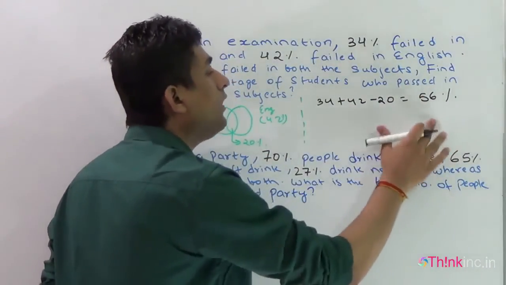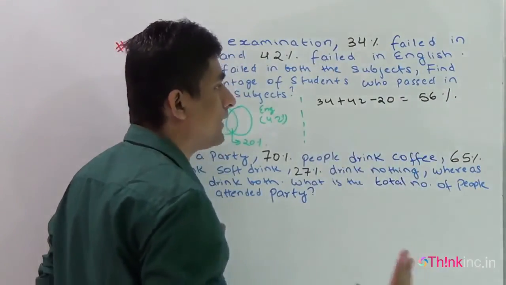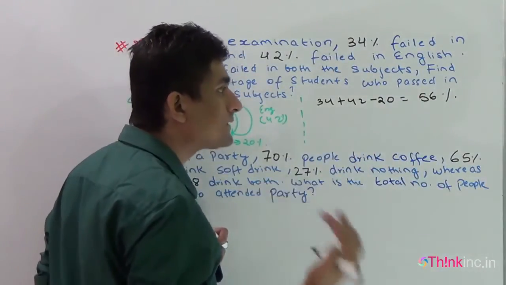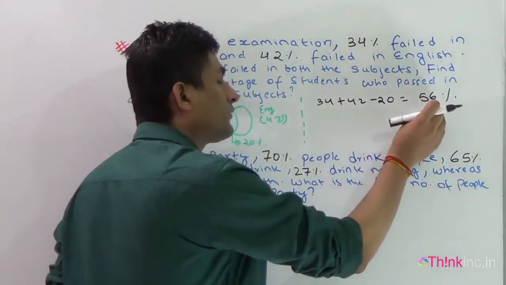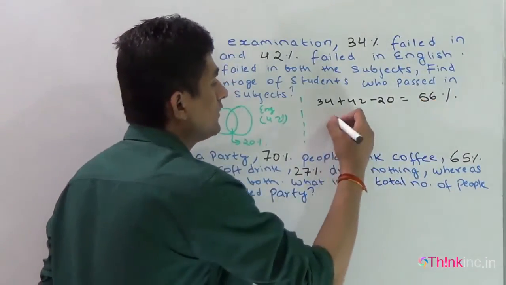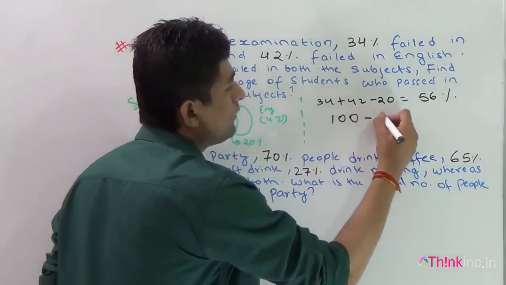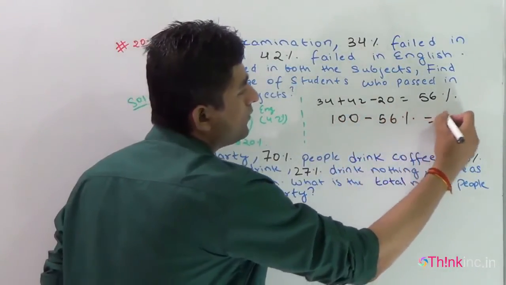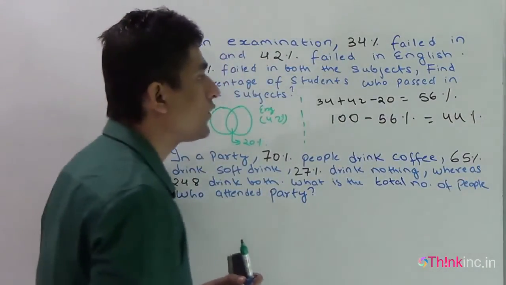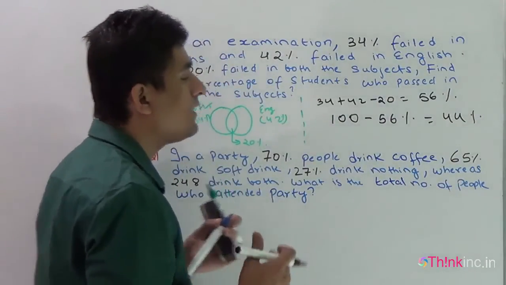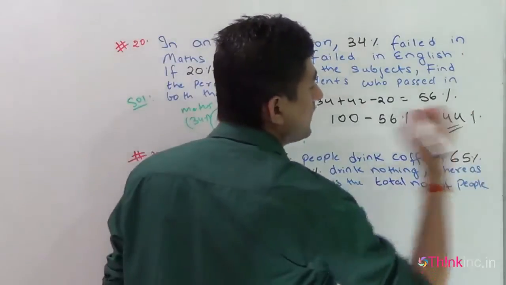Now in order to calculate the percentage of the students who passed in both the subjects, I have to subtract 56 from 100. So the total percentage of the students who passed in both the subjects will come out to be 44%. I guess this question is very clear to you. This question is very simple, and this is the answer.